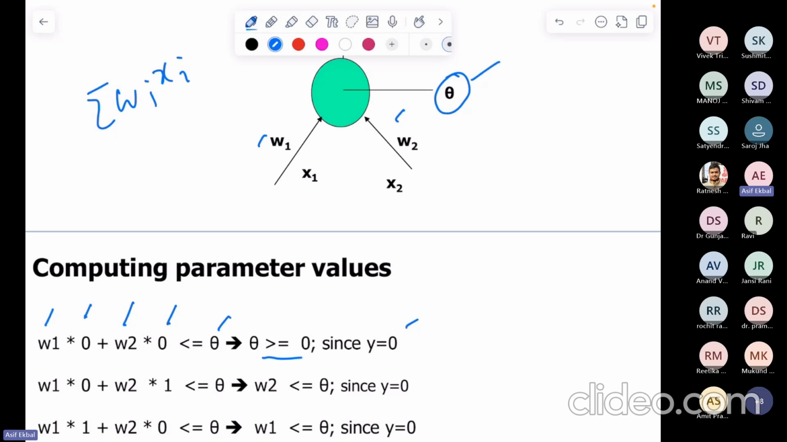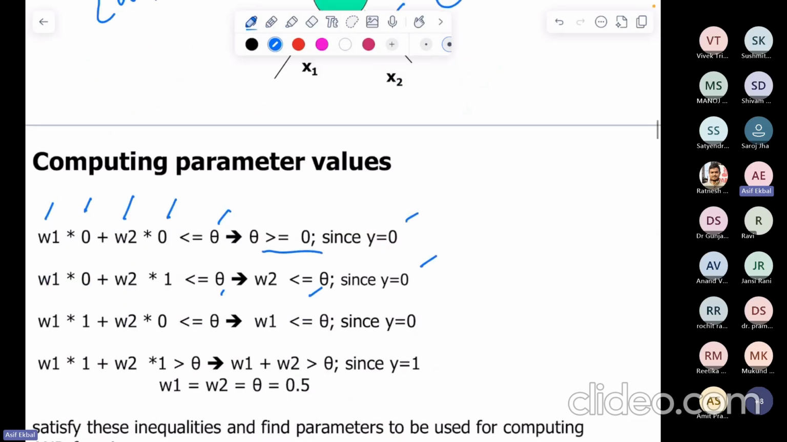So theta here is greater than or equal to 0. For the next input also y is 0, so it will be less than or equal to theta, which means W2 is less than or equal to theta. Then for 1,0 also, this will again be less than or equal to theta, so W1 is less than or equal to theta. But for 1,1, the output is 1. So W1 times 1 plus W2 times 1 will be greater than theta, because y equals 1. Ultimately you get W1 plus W2 greater than theta.